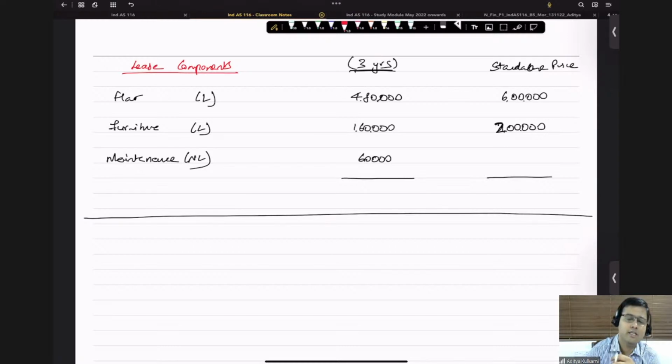We used to do this allocation in another standard. Allocation in the ratio of standalone prices. We used to do it in the case of Ind AS 115, right, Rashmi Kamath? We used to do it in the ratio of Ind AS 115. Suppose you buy an AC and with that a 5-year warranty is included.